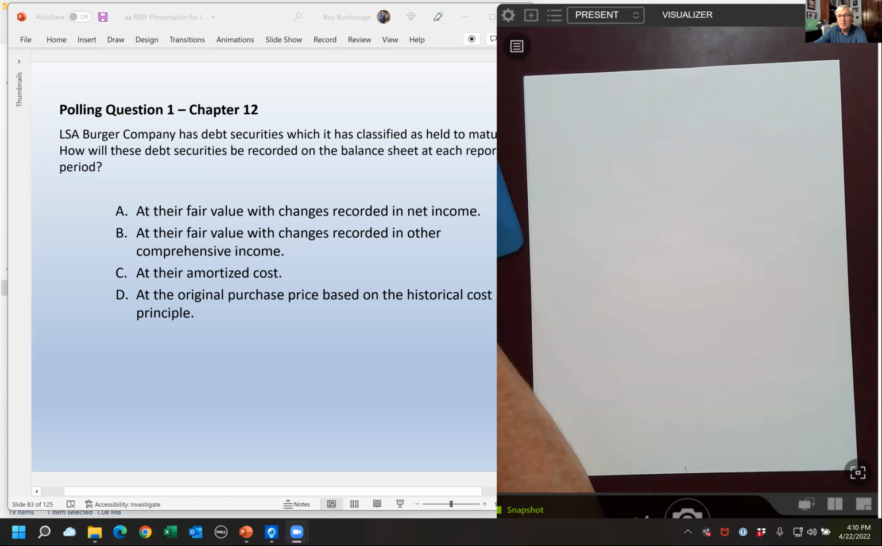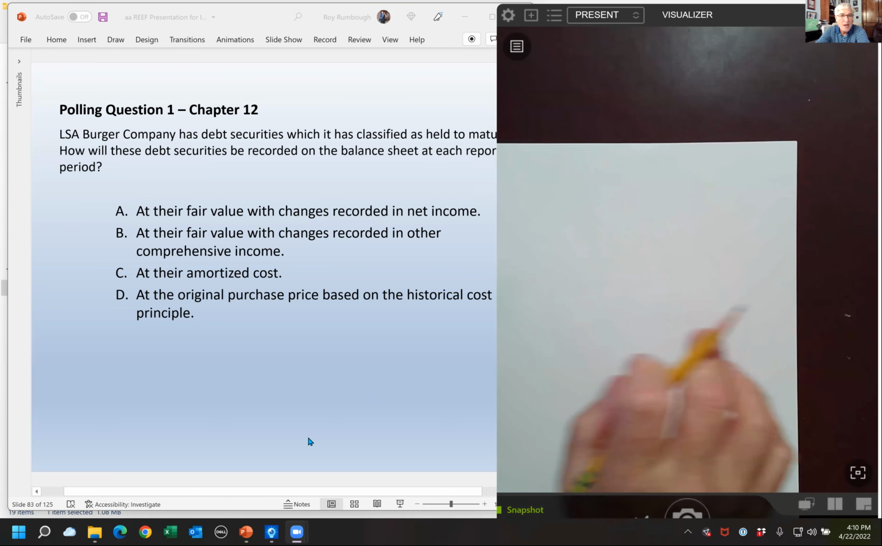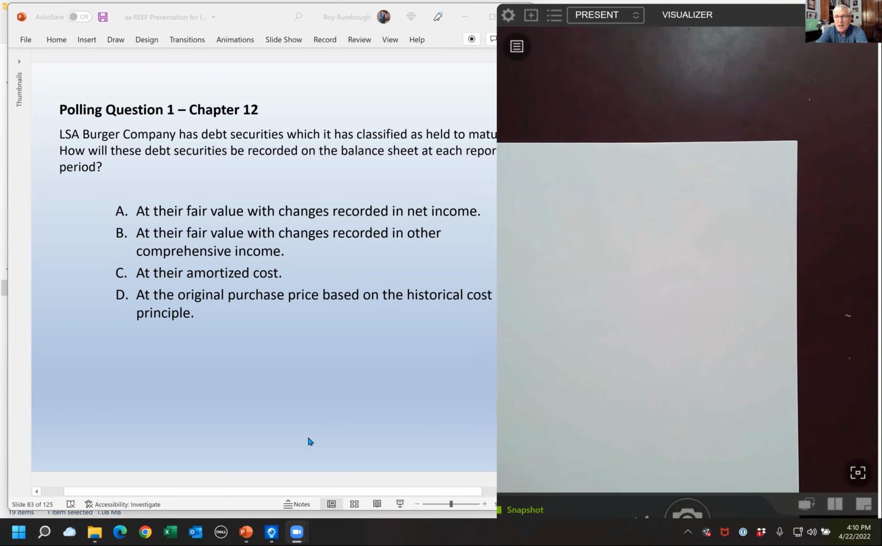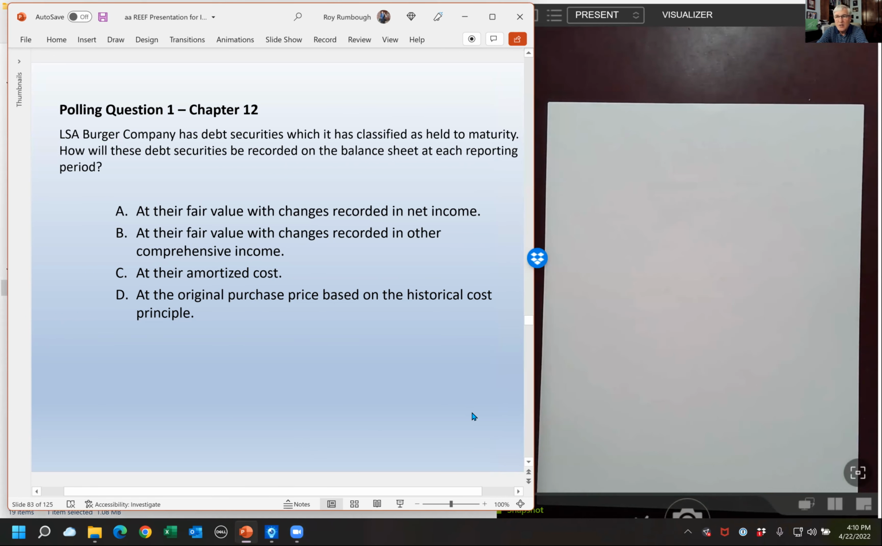I'm going to work problems for this area. Not a lot of problems. It's going to be another one. This one's going to be kind of short and sweet, but we'll go through it. So again, I like to use polling questions for my class. And for this chapter, I am trying to get to whether they understand some of the concepts without worrying too much about all the journal entries. Although there will be some journal entries I'll hold them accountable for.